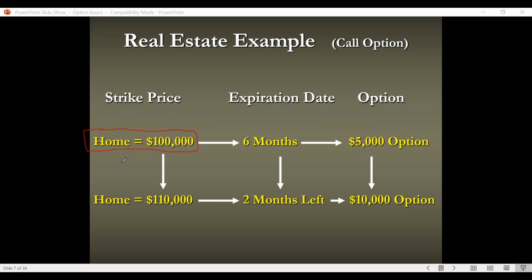And by the way, I also want the ability to change my mind. I want the ability that if at any time between now and August I change my mind, I can walk away from the deal and not have to buy the house.